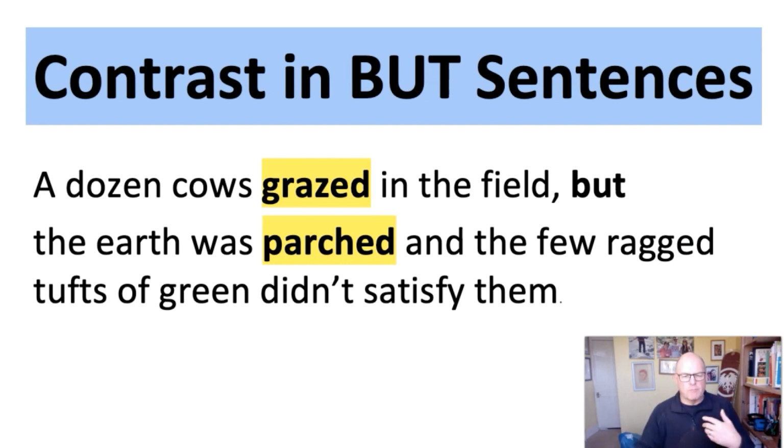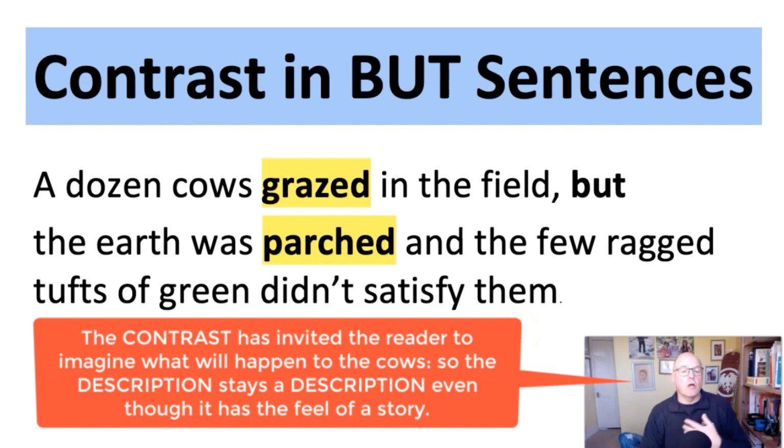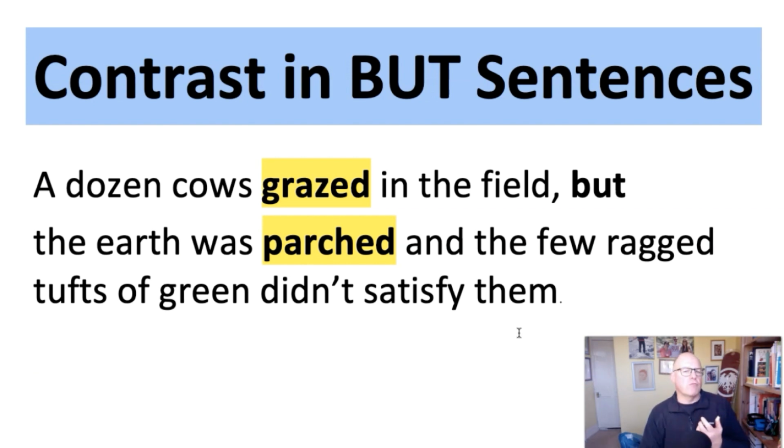Here, I'll show you. A dozen cows grazed in the field. Now with the addition of the word but, I'm going to introduce a contrast to the verb grazed. The earth was parched and the few ragged tufts of green didn't satisfy them. So although the cows were grazing, they weren't feeling full. Suddenly I have a really developed description just because I've used a contrast with the word but.